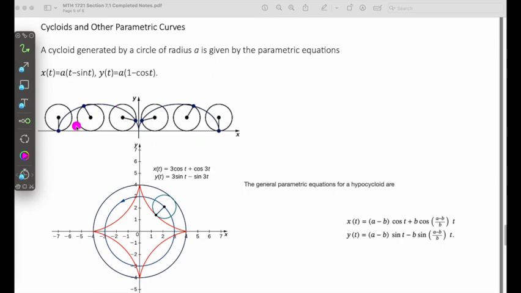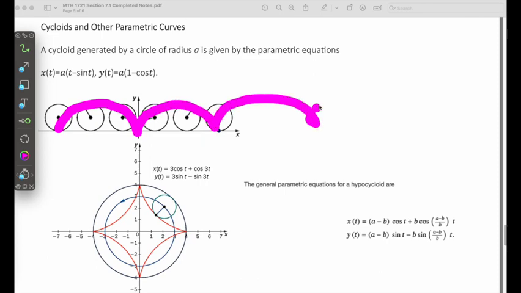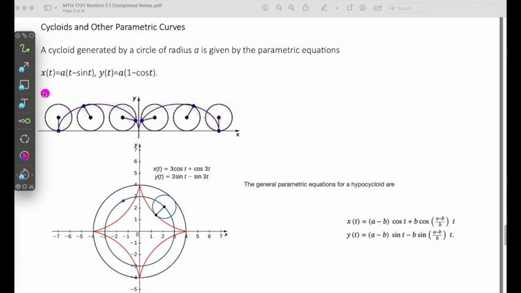Well, if you do that, the shape or the path that that dot makes as it's traveling on the tire around on a linear path, this is the curve that it makes that I'm highlighting. Okay, and of course it keeps going and going, but that's called a cycloid. And then here's the general equation for the cycloid, and A is the radius of that circle.